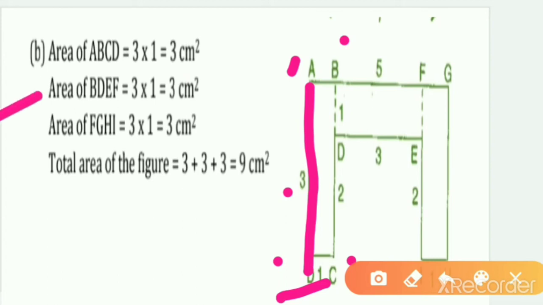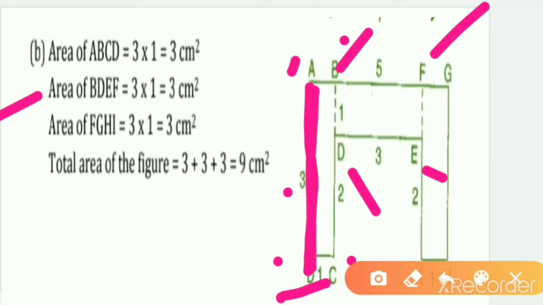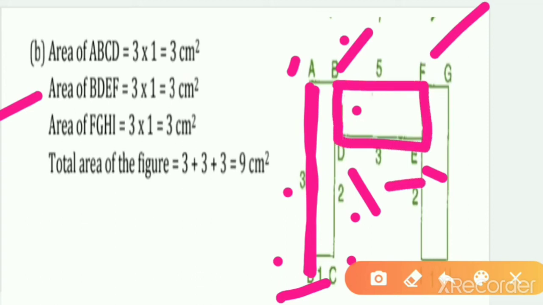Now we have the area of BDEF. This was given to us. So the complete line is 3, and it is given 2 here, and it will be 1 here. So we have to find what the length is here. The length here we have 3, and the breadth here we have from the dotted lines we have made, that will be 1.